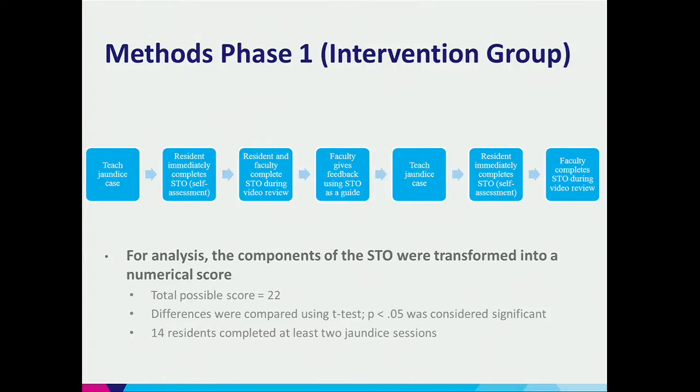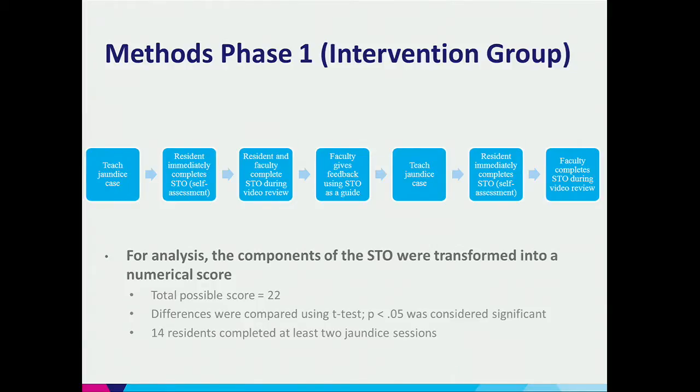So just to go through it, they would teach the case, and then they would immediately complete the checklist. Then we would separately watch the video and complete the checklist. Then we would meet, usually right before the next session, to give feedback, and then they would teach again. They would complete a self-assessment, and I would watch it again and complete it. For the purposes of analysis, we transformed that into a numerical score. The total possible score was 22, and we compared the differences by t-test.